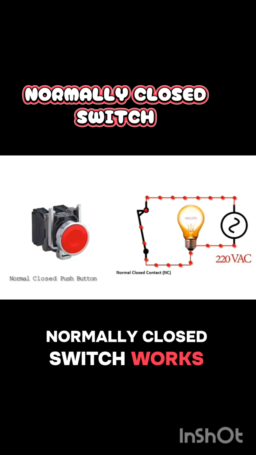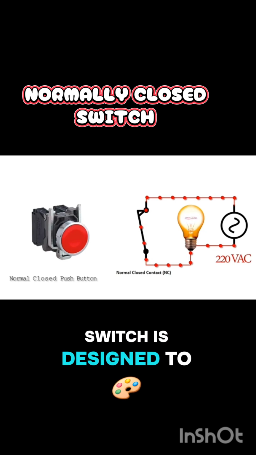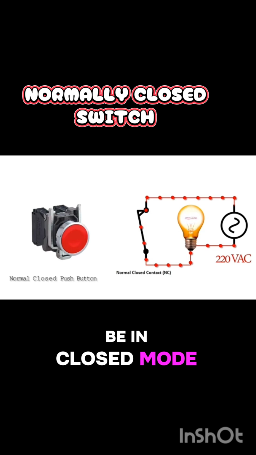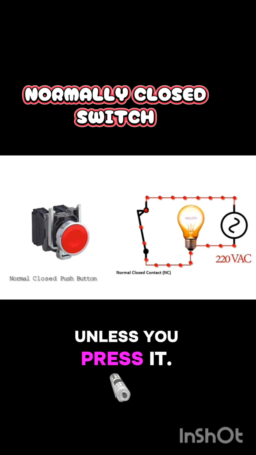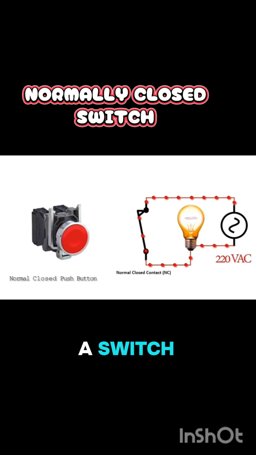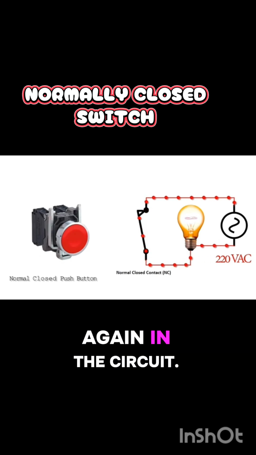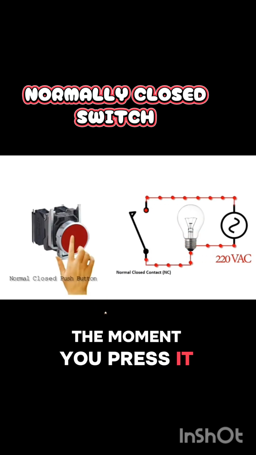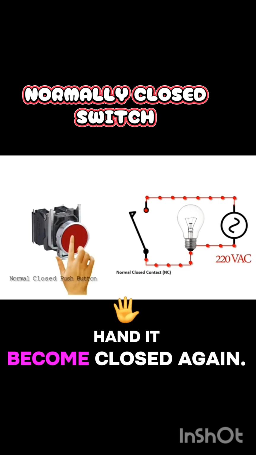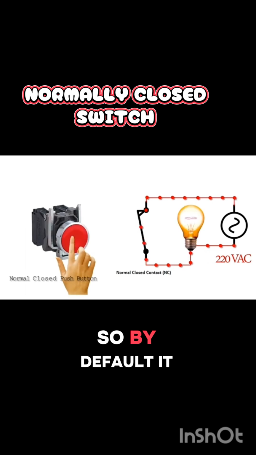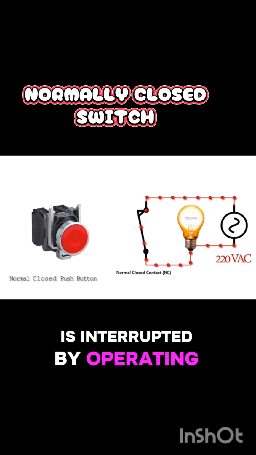A normally closed switch works opposite to the normally open switch, as this type of switch is designed to be in closed mode, and it remains in closed mode until or unless you press it. Once you press such a switch, it becomes open and no current flows in the circuit. The moment you press it, it goes open, and once you release your hand, it becomes closed again. So by default, it is closed until it is interrupted by operating the switch.